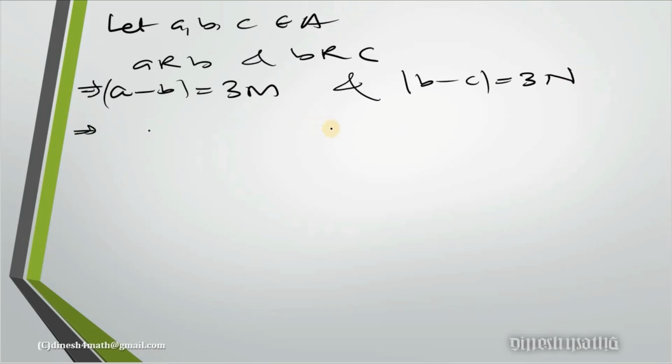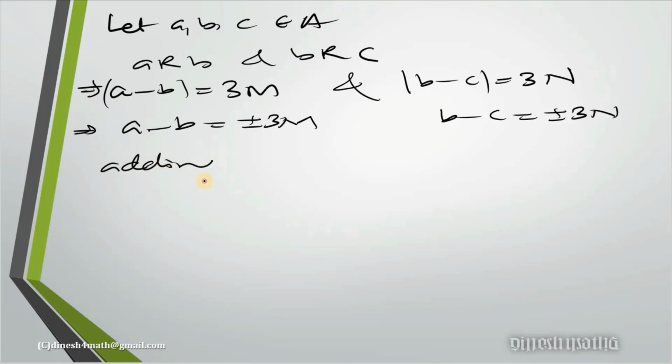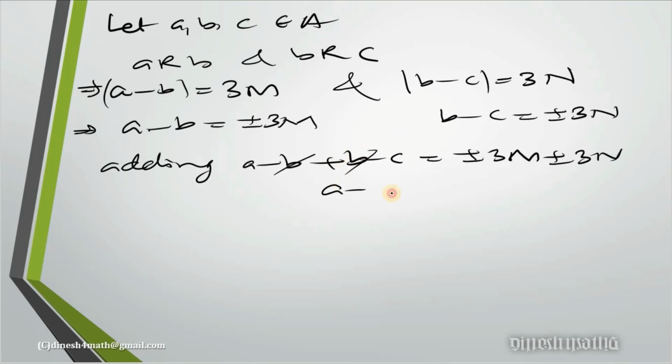Now I cannot add the magnitudes of numbers directly. Magnitude of a plus magnitude of b is not always equal to magnitude of a plus b. So I remove the magnitude sign: a minus b is equal to plus or minus 3m, and b minus c is equal to plus or minus 3n. Now I'm adding both. So adding both equations, a minus b plus b minus c equals plus or minus 3m and plus or minus 3n. So clearly the b gets cancelled just like the previous question, and it will become 3 into (m plus n). So this is again what?